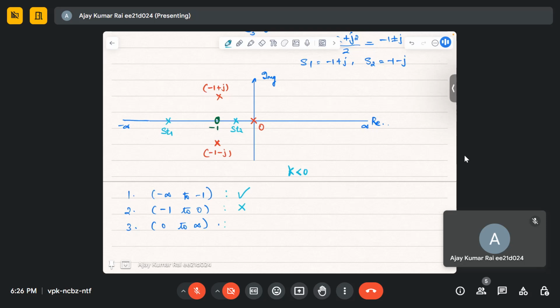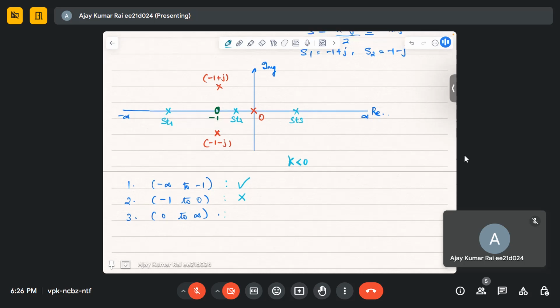Similarly, you take another test point here, st3, and if you see to the right, you'll have no open loop zeros and poles lying, right? So 0 is even. So we'll say the root locus exists at that point, or that st3 is on the root locus. So from 0 to infinity, the root locus exists.